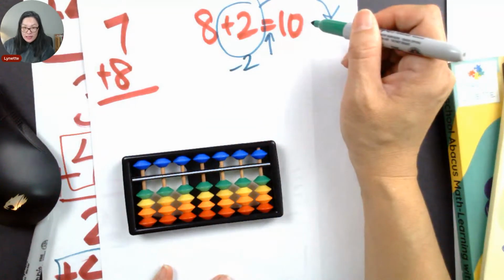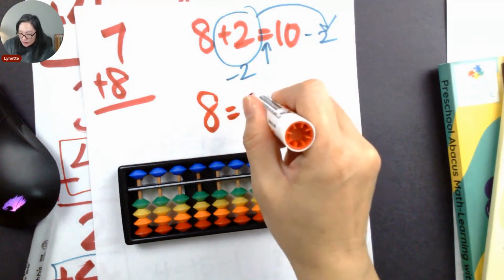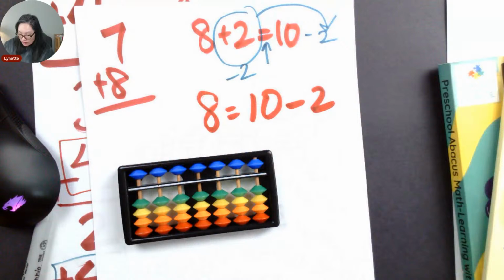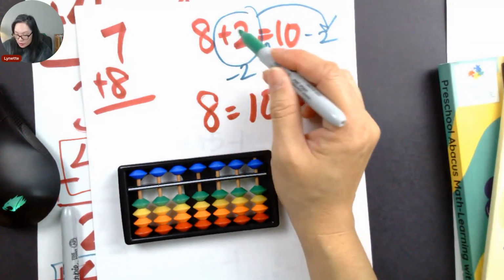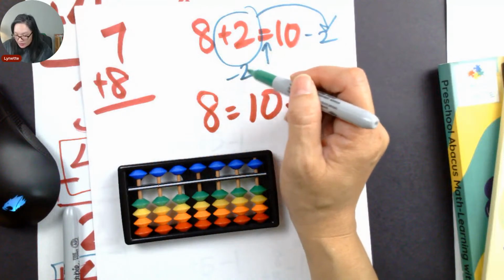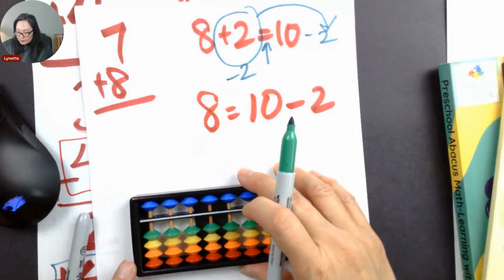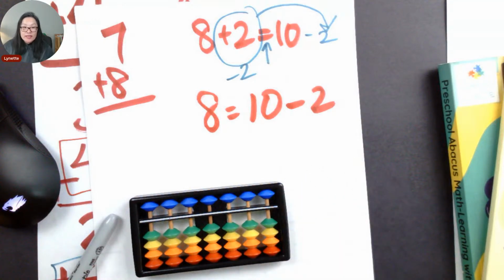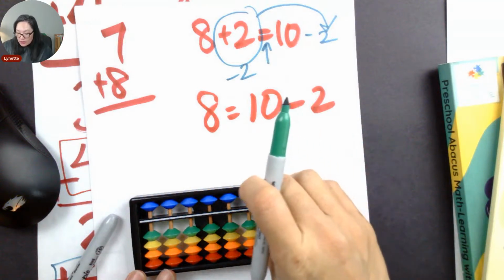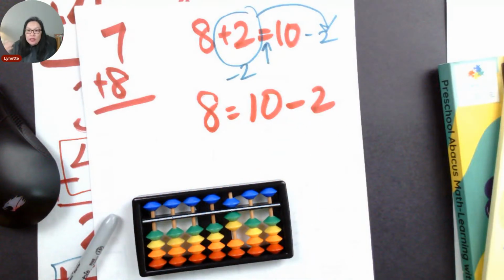Let me rewrite the equation, and it looks like this: 8 is equal to 10 minus 2. Because plus 2 plus minus 2 is equal to 0, so there's a 0 over here. Now it gets a little involved. It's an investment to understand how to use it. Once they get it, it will go quickly for them. But for right now, because I'm explaining it, it's going a little slower.